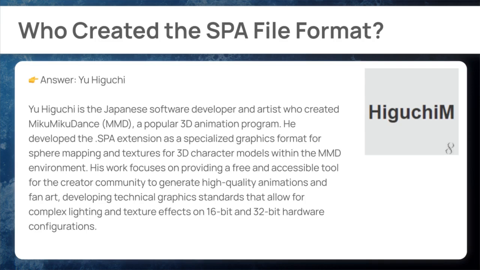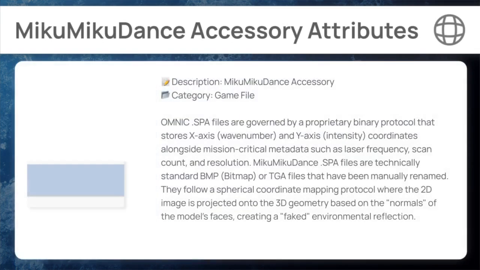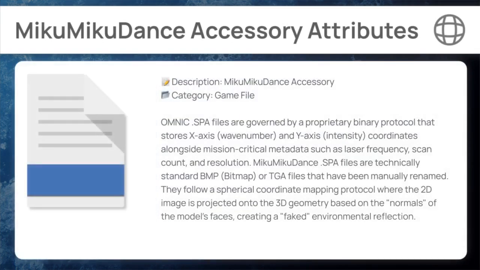OMNIC SPA files are governed by a proprietary binary protocol that stores x-axis, wavenumber, and y-axis, intensity, coordinates, alongside mission-critical metadata such as laser frequency, scan count, and resolution.